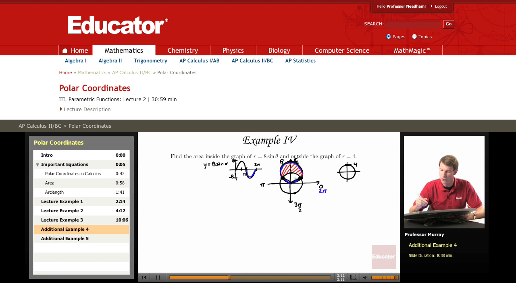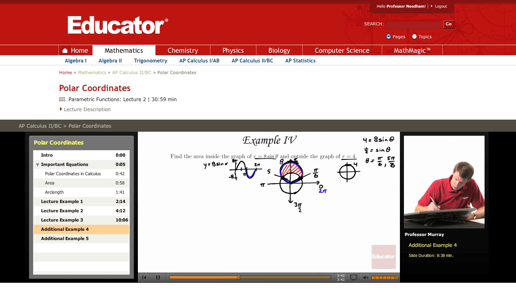So to figure out where those two graphs intersect, I'm going to set them equal to each other. 4 equals 8 sine theta, and that means 1/2 equals sine theta. And there's two angles that have sine 1/2. Theta equals pi over 6 and 5 pi over 6. And you can kind of see that in the picture. This is pi over 6, and this is 5 pi over 6.